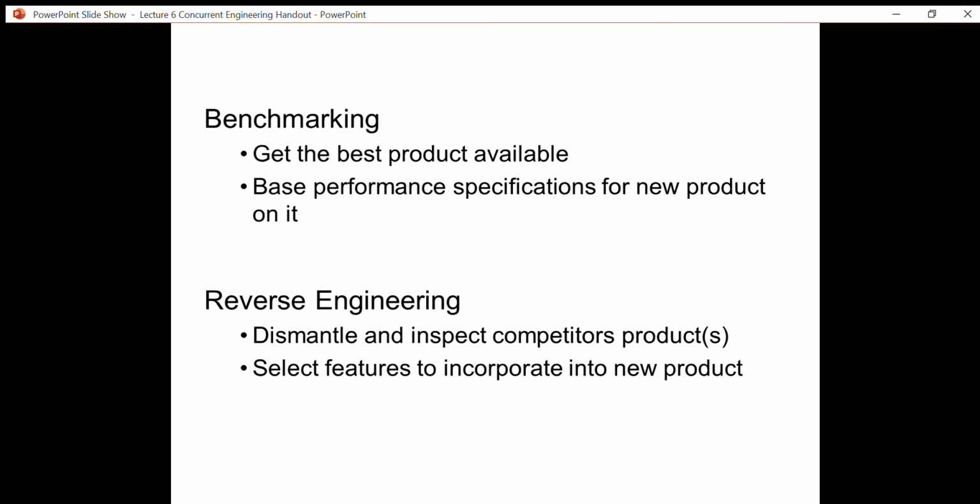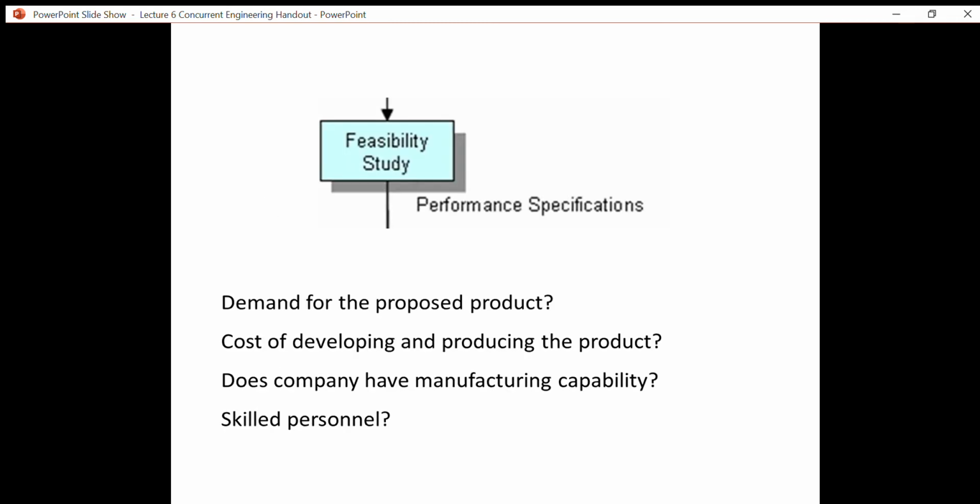But here I want to explain and show you the method that we have from benchmarking and reverse engineering to develop the new product using this technique or method. And then after that we conduct FS, feasibility studies, to see the performance, and then to finalize the performance specification.